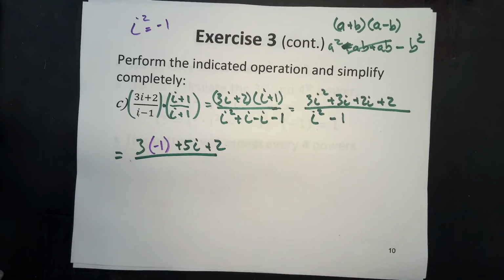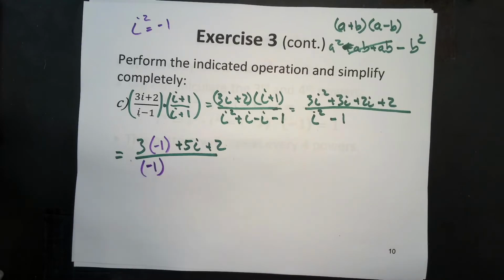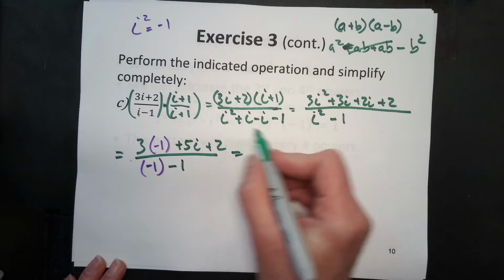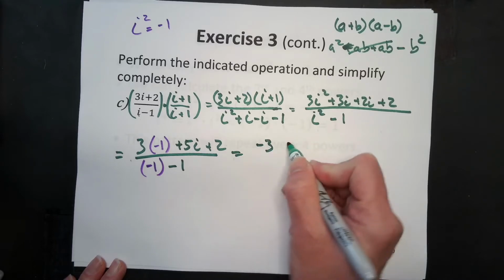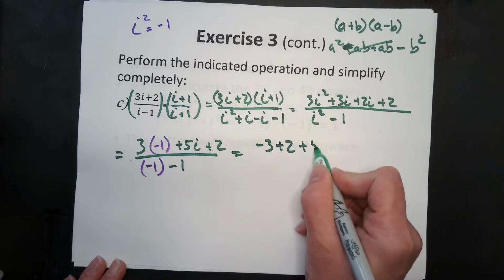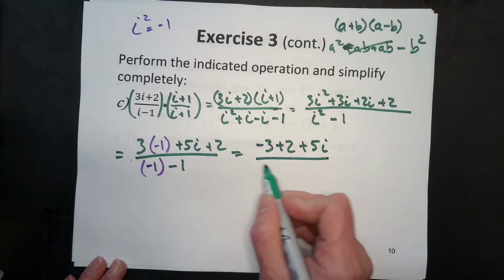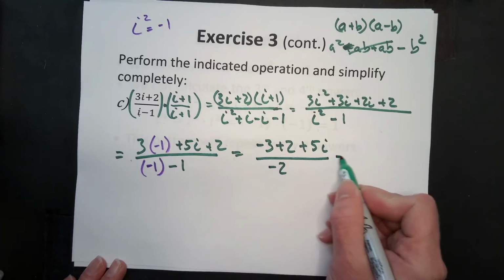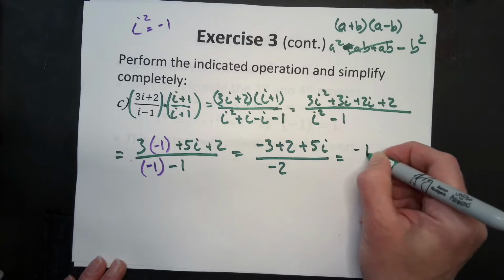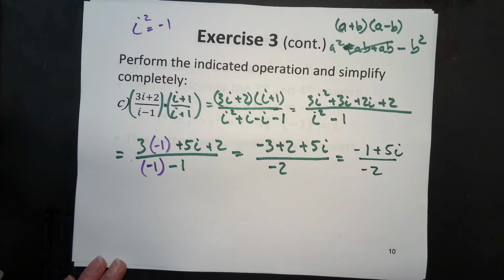all over. Once again, this i squared gives you negative 1, that's minus 1. And so that's going to give you negative 3, and then plus 2, because I'm just grouping those numbers together because they're real numbers, plus 5i, all over, and this turns out to be negative 2. And so that's going to give us negative 1 plus 5i all over negative 2.